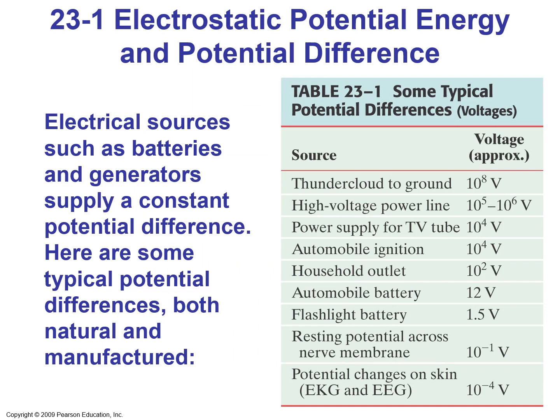Electrical sources such as batteries and generators supply a constant potential difference. Here are some typical potential differences, both natural and manufactured, listed in Table 23-1. Some numbers and items might be familiar to you. For example, the electric potential difference for an automobile battery is 12 volts, or for typical flashlight batteries, 1.5 volts. And we can go all the way up to thundercloud to ground, the discharge of lightning to the ground, and that is 10 to the power 8 volts.